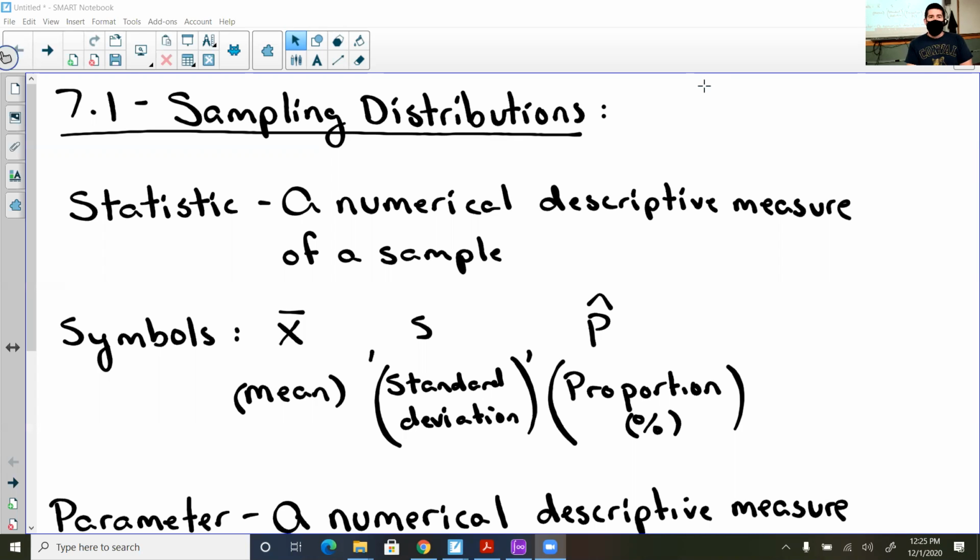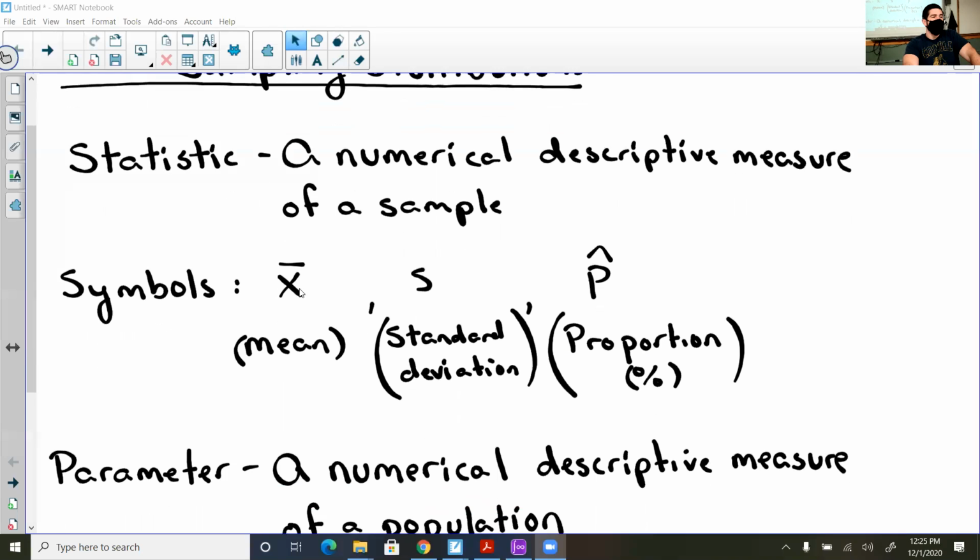So with the notes today, it's Chapter 7, Section 1, Sampling Distributions. So the first thing I want to talk about are two words. The first one is a statistic. So a statistic is a numerical descriptive measure of a sample. So whenever you say, what are the statistics of something, you're actually only referring to the sample, not the entire population. Three symbols that correspond with a statistic would be x bar, which is the mean, s, which is the sample standard deviation, and this is a new one, it's called p hat. P hat means that we have a sample proportion, and that's always given as a percentage.